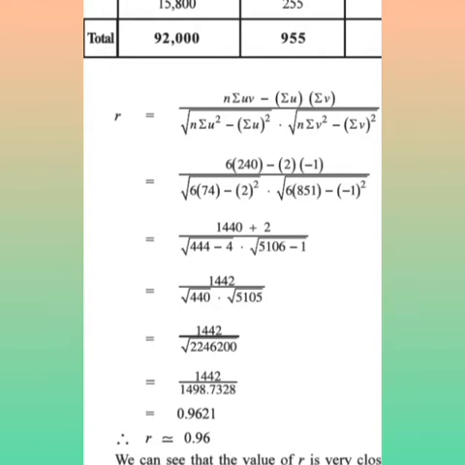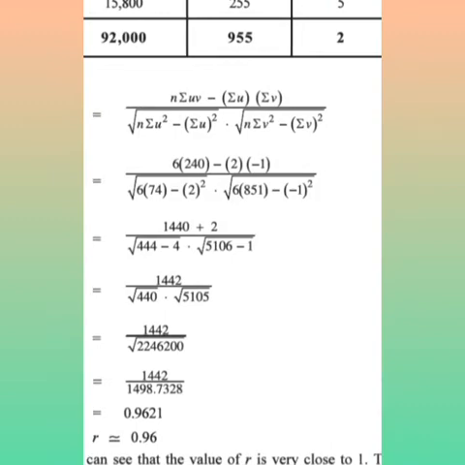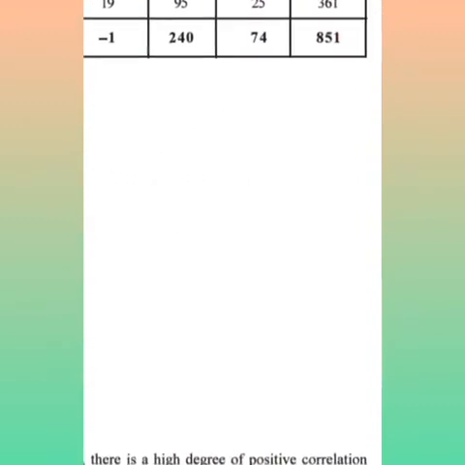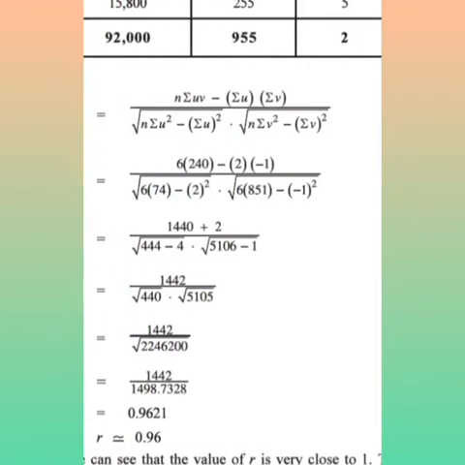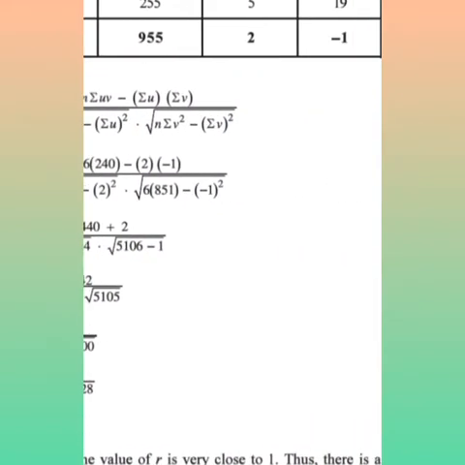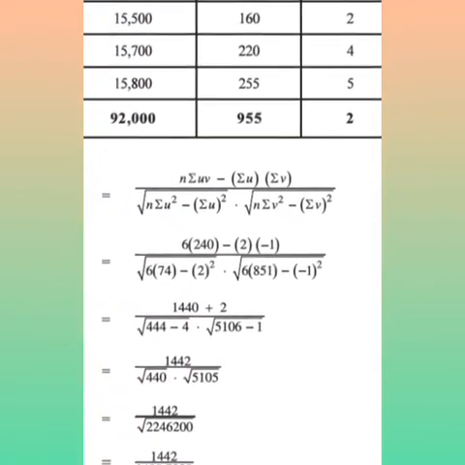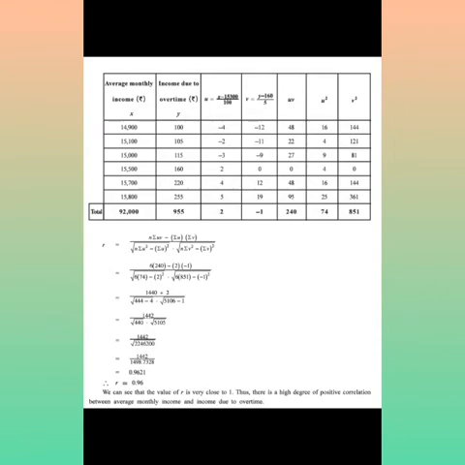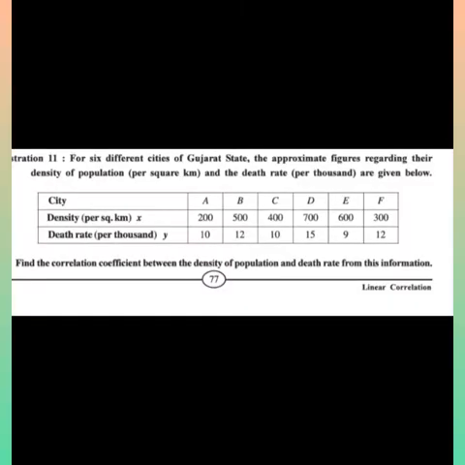So over here we can say, see the interpretation, we can see that the value of r is very close to 1, thus there is a high degree of positive correlation between the average monthly income and the income due to overtime, right? That is how we basically do this 11th sum. We'll see the 11th question, children.